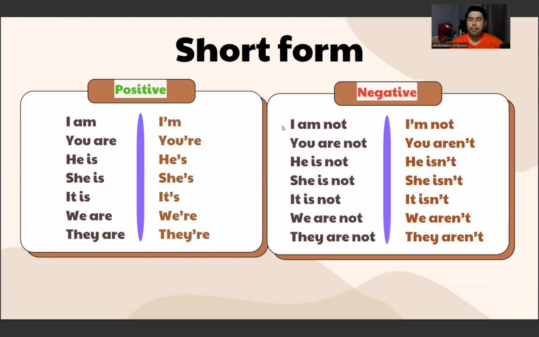A negative sentence: I'm not, you are not, you aren't, he is not, he isn't, she is not, she isn't, it's not, it isn't, we are not, we aren't, they are not, they aren't. We use the short forms in our speech almost every time, to speak a little faster. It's okay, both forms have the same meaning, so you can use both of them.